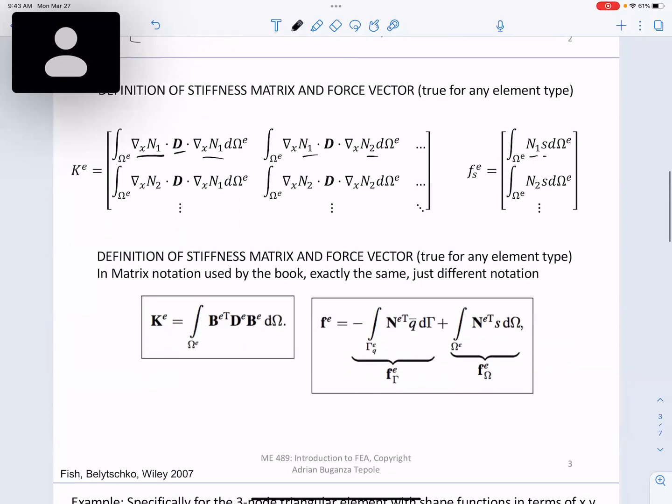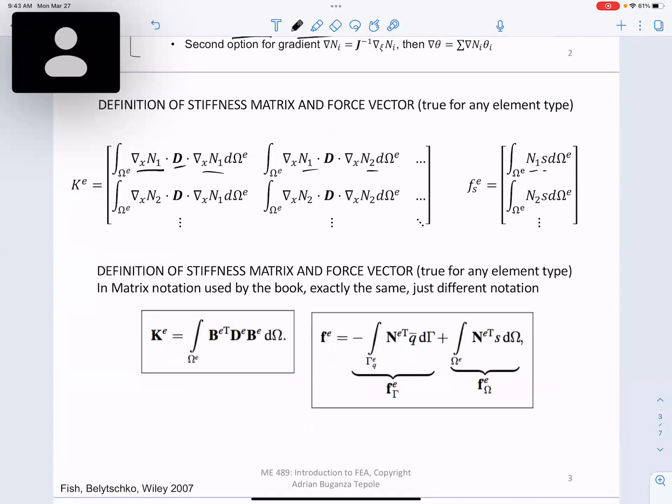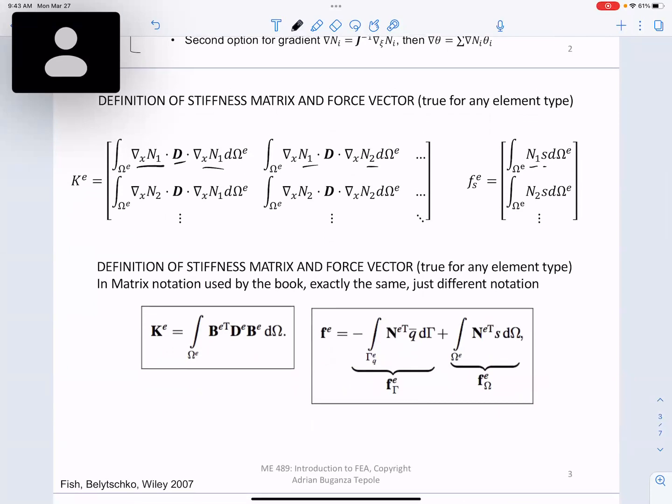The book uses this notation, so I just wrote it here so that you know what the notation of the book is. I use more this notation. So the book uses these matrix notations, but these are exactly the same. It's just a different notation.